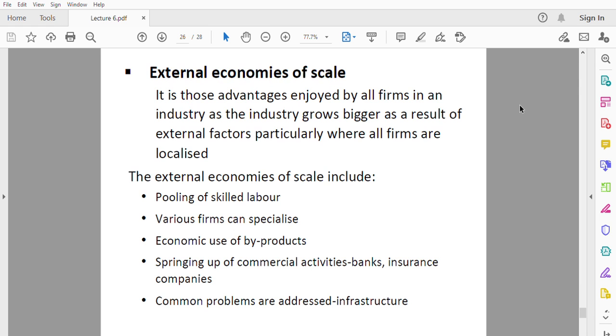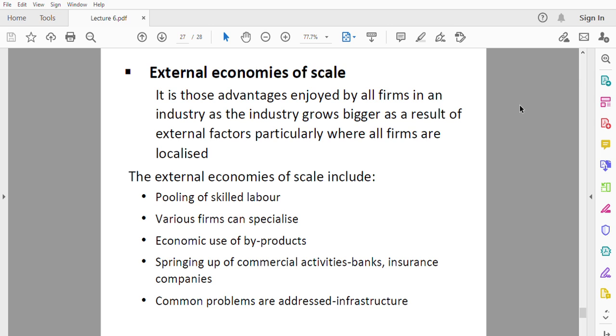The last thing we want to look at is external economies of scale. External economies of scale. From the word external, I think something comes to mind, right? So they are the cost savings advantages a firm enjoys in an industry as the industry grows. So an industry is so many firms doing the same or similar line of business.